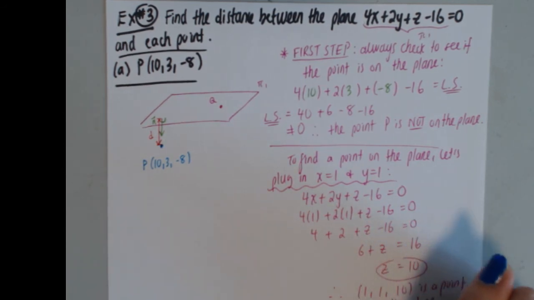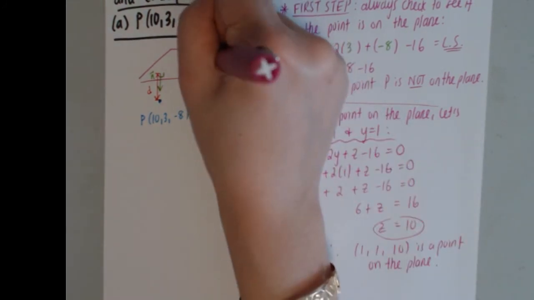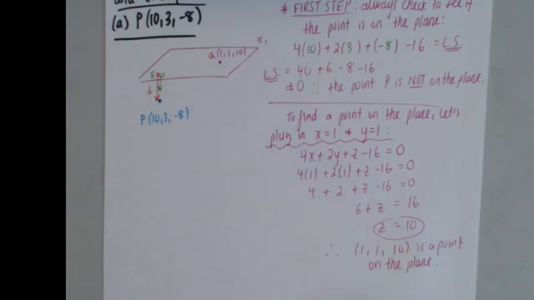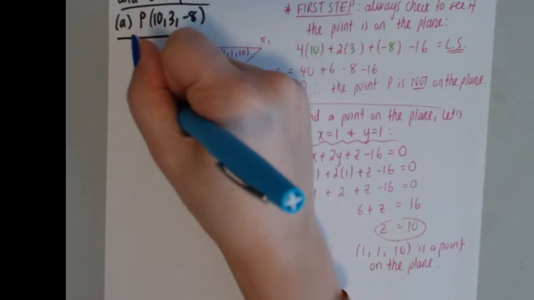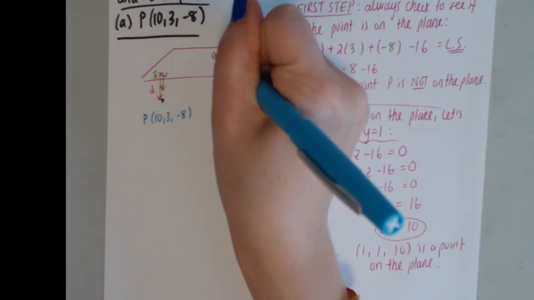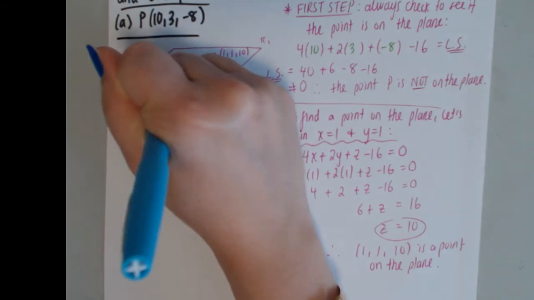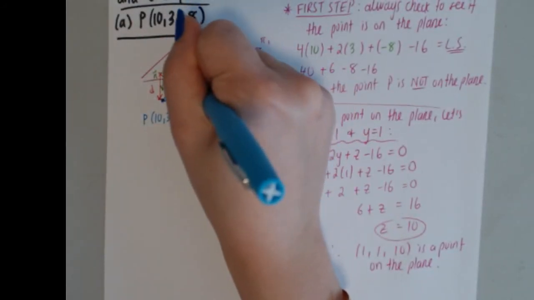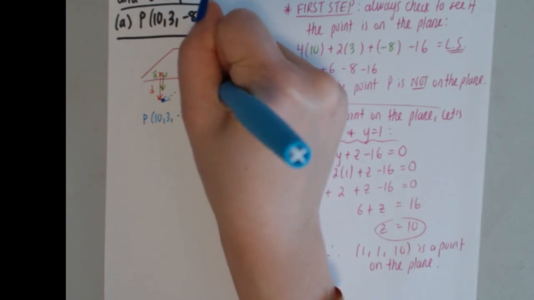And again, any point will work here. This just happens to be the point that we found. So 1, 1, 10. And the idea was, if you remember, we take some vector, so that'll be this vector here, from Q to P. So vector QP, we can just call that vector A. So vector A is just QP.